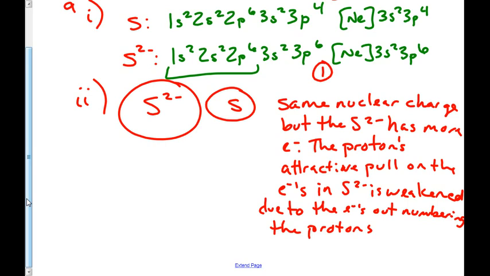You can't talk about energy levels, okay? You can't talk about nuclear charge as being some sort of a difference, so you have to come up with something else. The only difference, no matter what, is the electrons. So you've got to come up with a reason for that. It's weakened, the cloud's bigger, it's going to expand more. Somehow, some way. Let's move on.